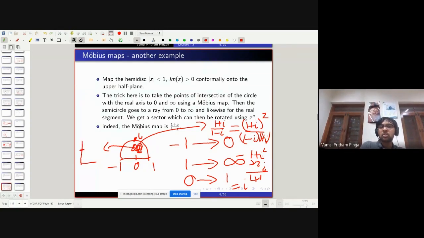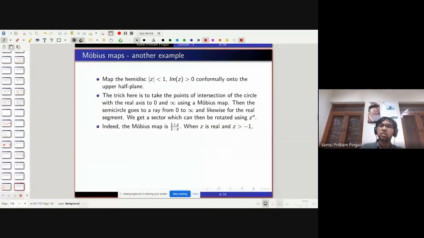This point goes to this. So in other words, this goes to this particular sector, namely the sector consisting of the y-axis and the x-axis, the first quadrant. You can prove this more rigorously: when z is real and larger than minus 1, that means if you look at this particular straight line, the image is real and positive. So this particular straight line goes to the x-axis.